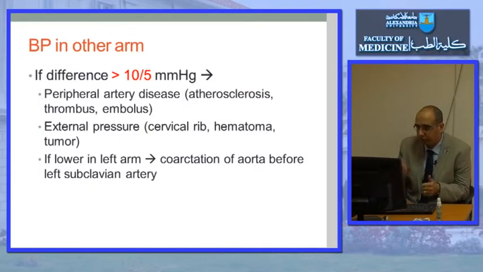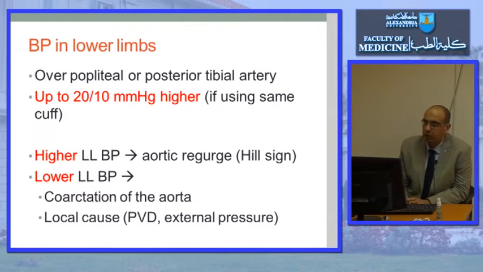Either there is a problem in the lumen, or there is external pressure on or in the blood vessel wall. In blood pressure measurement in the lower limb, we measure the blood pressure over the popliteal artery or the posterior tibial artery. This is very important.